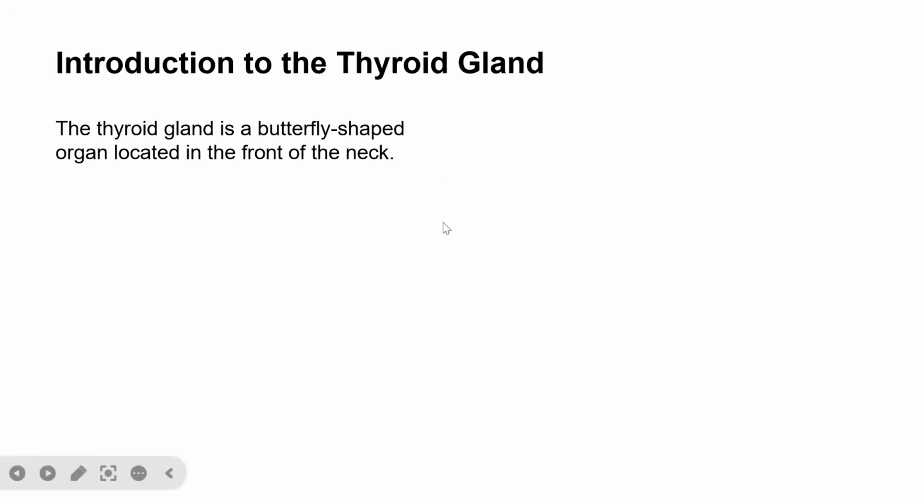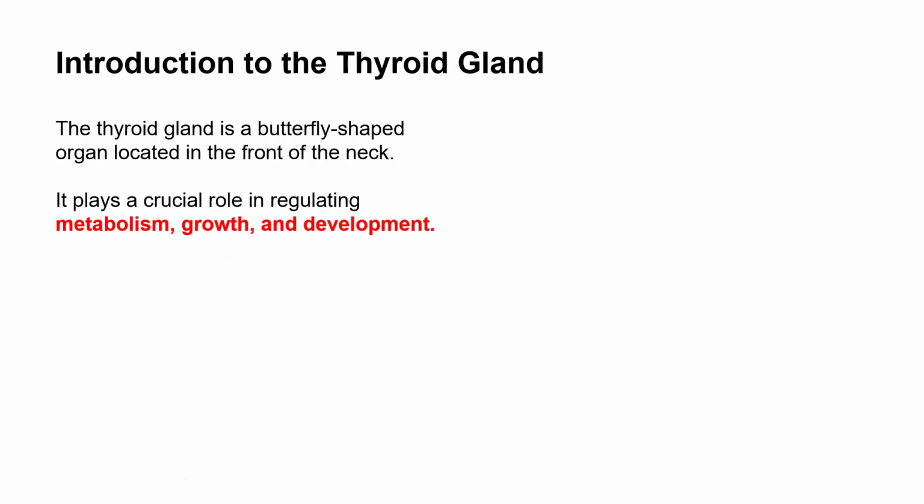So in today's video, we are going to look at the concept of thyroid gland and disorders associated with the thyroid gland. A thyroid gland is a butterfly-shaped organ located in the front of the neck. So it has a butterfly shape. It is found in front of the neck.